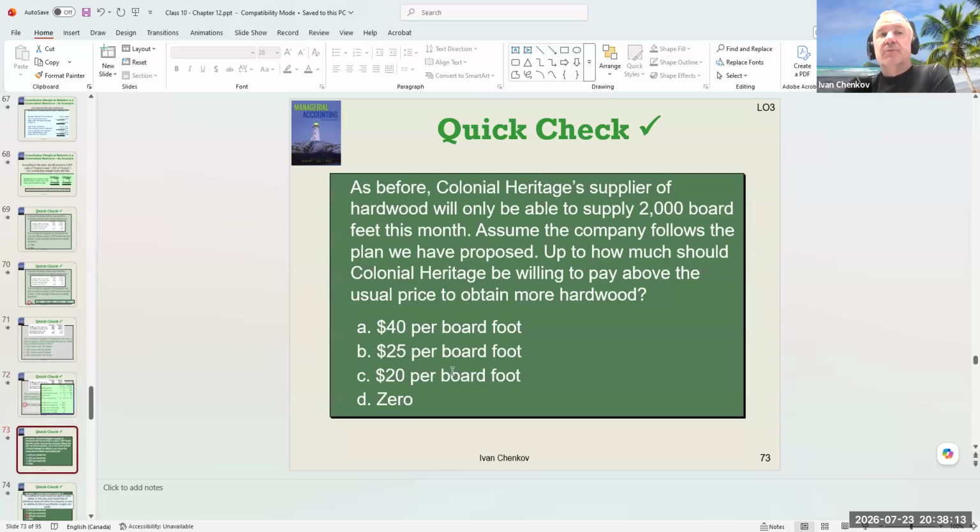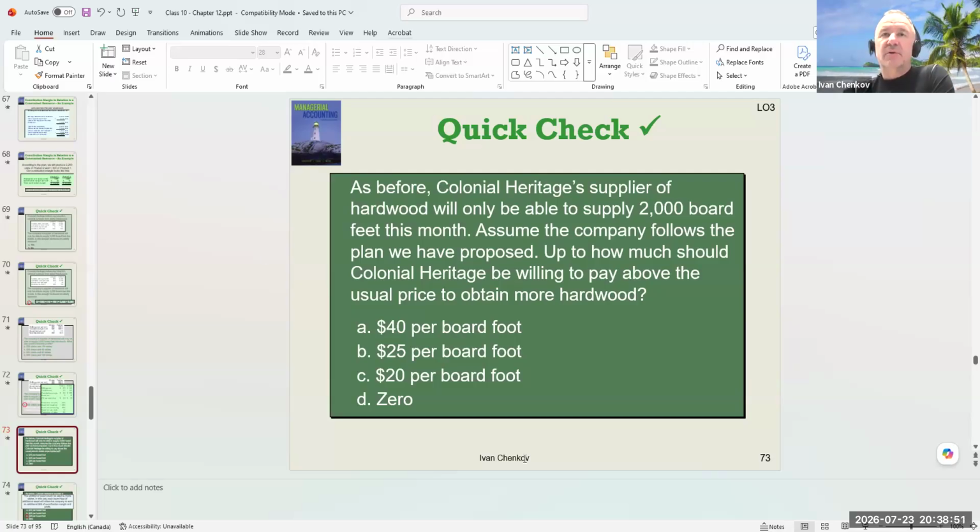The last question that we have to deal with here is, what if the supplier approaches us and says, you know what, I can provide you these 200 board feet that you're missing. What will be the maximum price that we'd be willing to pay for the hardwood to make those additional 20 tables?